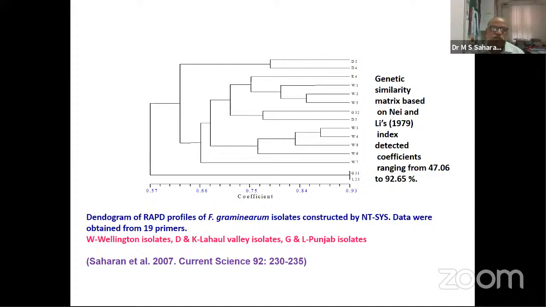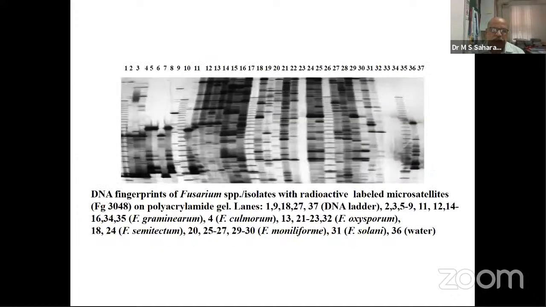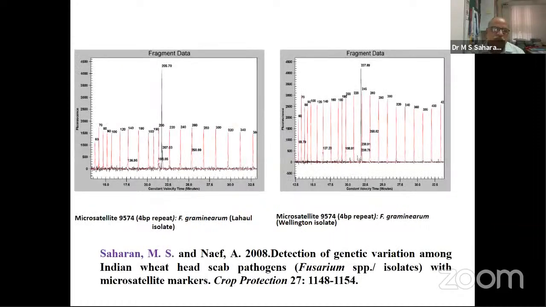Next, please. We also developed 4 microsatellite markers while I was working in Switzerland in Professor Dr. Paugo's lab. On the basis of these microsatellites, we could characterize these Fusarium graminearum and other Fusarium species isolates. Next, please. We also developed fluorescent labeled microsatellites, and this paper was published in Crop Protection. Next.